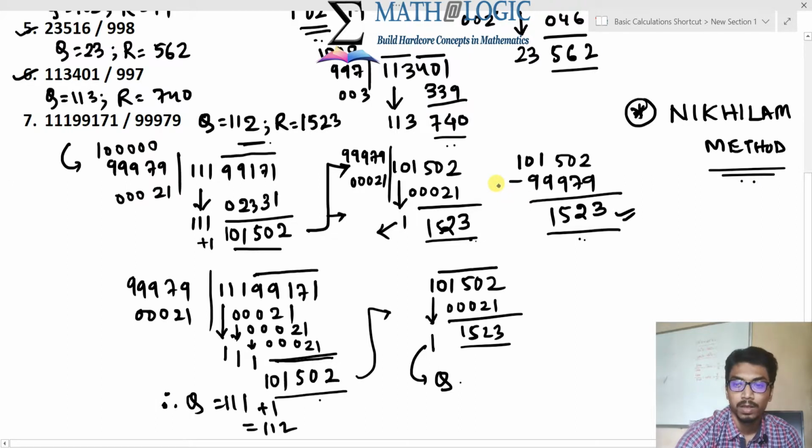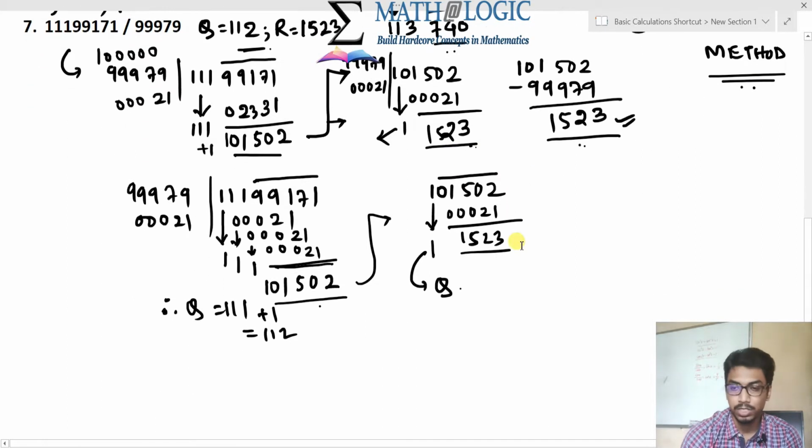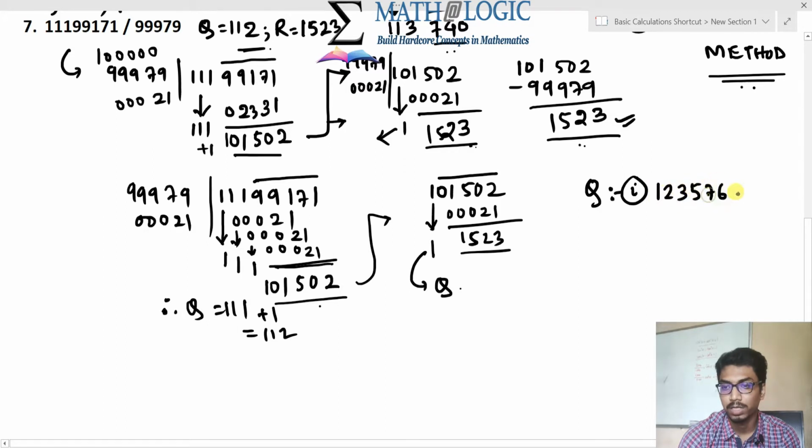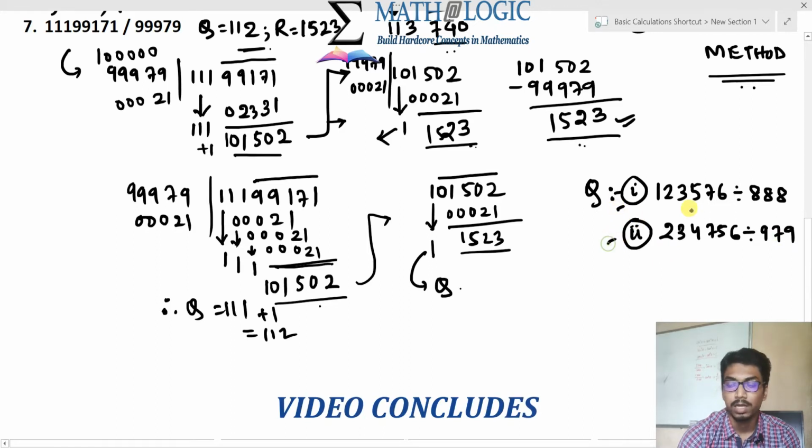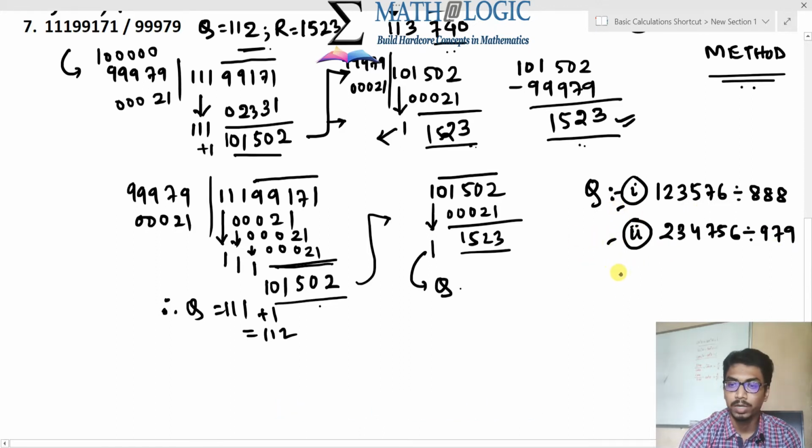Okay. Now after revision you will do these two sums I am giving you. Question number 1, you have to divide 123576 by 888. You have to write the answer in the comment section below. And another number, let's say 23476756, to be divided by, let's say 979. Okay, you do these two sums and the answers are to be written in the comment section below.